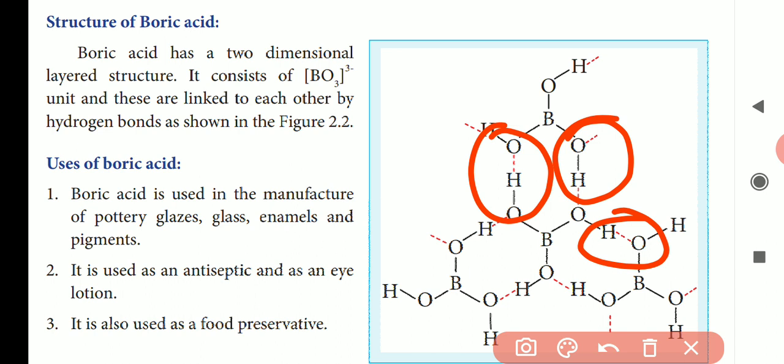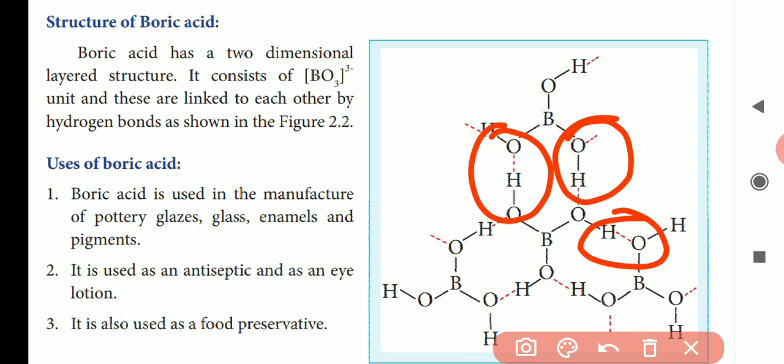Then what are the uses of boric acid? Boric acid is used in the manufacture of pottery glasses, glass enamels and pigments. It is also used as an antiseptic and in eye lotions. It is also used as a food preservative. Questions: which compound is used for antiseptic and eye lotions, for food preservatives, or for the manufacture of pottery glasses? These are the 1-mark questions.